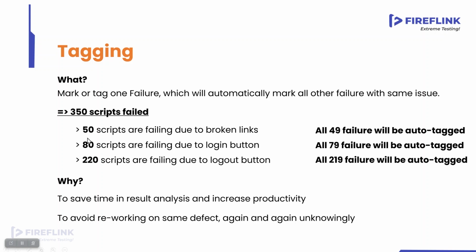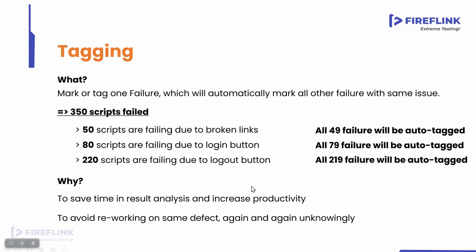Here I am just tagging one particular step in one particular script, and all other 49 failures due to the same reason are automatically tagged. So I no longer need to work on the other 49 failures; I will work on only one failure. Same goes for other issues also. I will tag any one of the 80 scripts, and all the other 79 scripts will be automatically tagged. Same goes for this also.